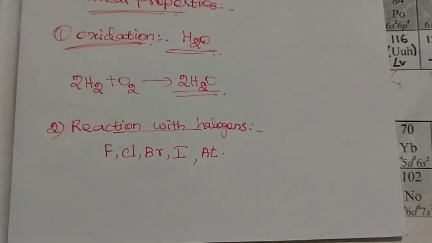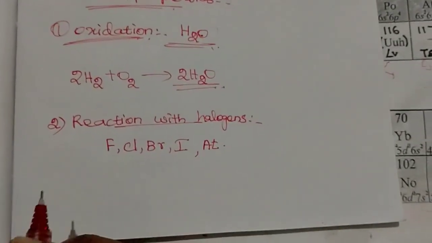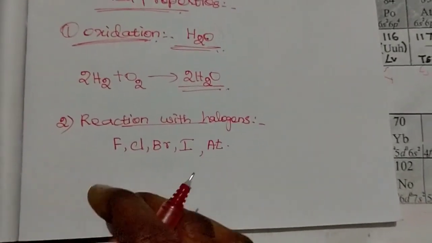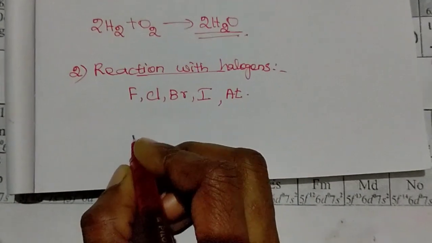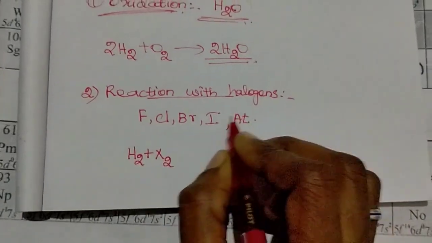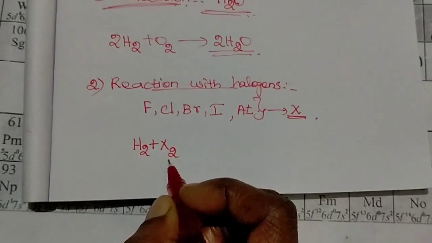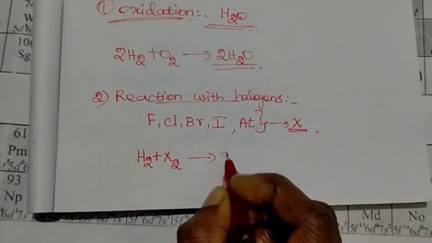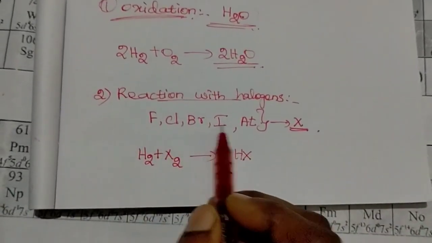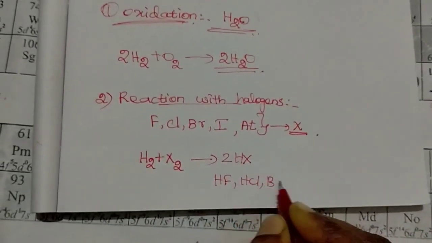When hydrogen is combined with iodine, this is a photochemical reaction. The overall reaction of hydrogen and halogen gives the product hydrohalide. H2, hydrogen, is combined with halogen. This halogen we denote X. X means halogen. So X2 produces 2HX. X is the reference to fluorine, chlorine, bromine, iodine and astatine. It may be HF, HCl, HBr, etc.